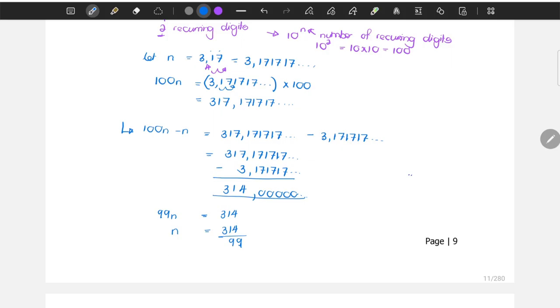And if you put this in a calculator, you should be able to get 3.17 recurring. So that's how you solve that.